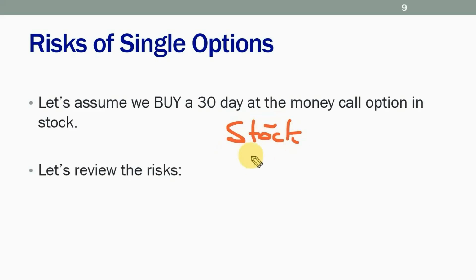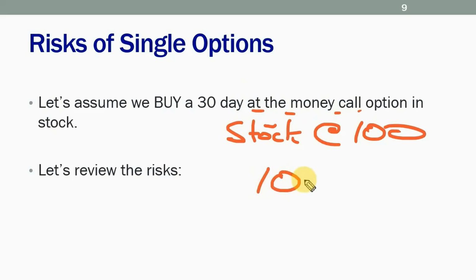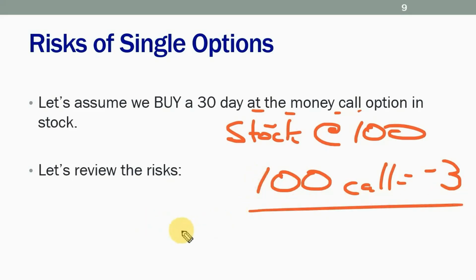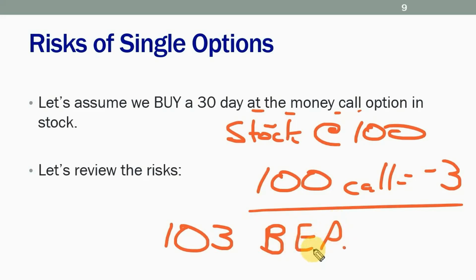and the stock could be trading literally at $100, and an at-the-money call would be the 100 call, and that 100 call, let's say it's trading for $3. What's the risk of this? First of all, if you buy a 100 call, the 100 call gives you the right to buy the stock at 100. What'd you pay for it? $3. That way, you're going to need the stock to get to at least 103 just to break even. That would be your BEP. That is the break-even point.